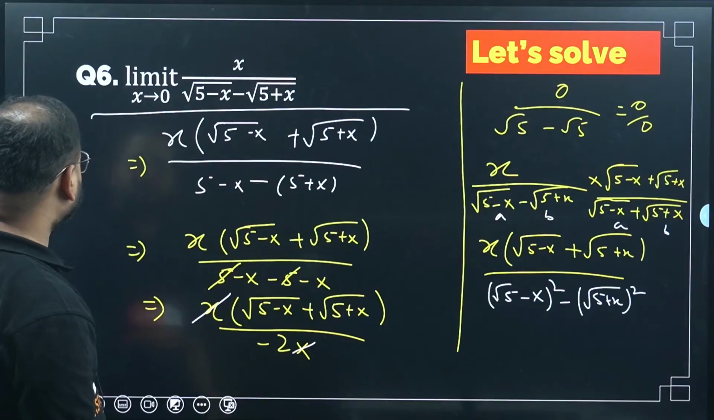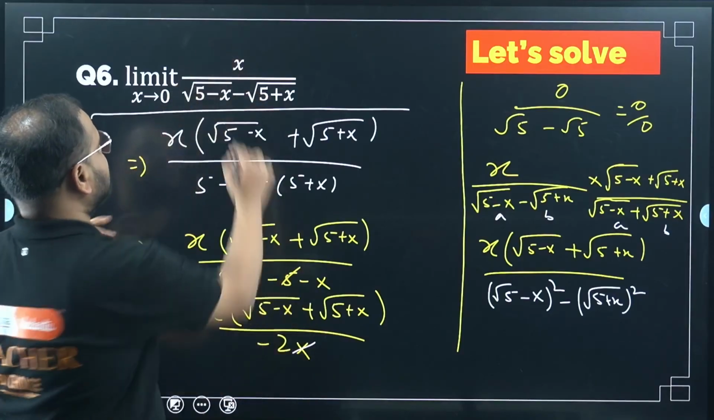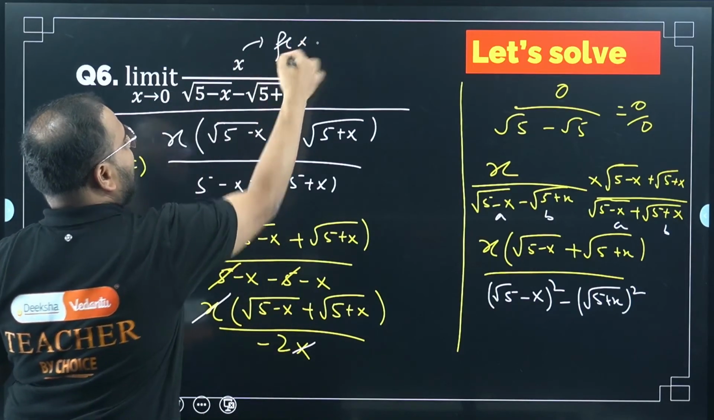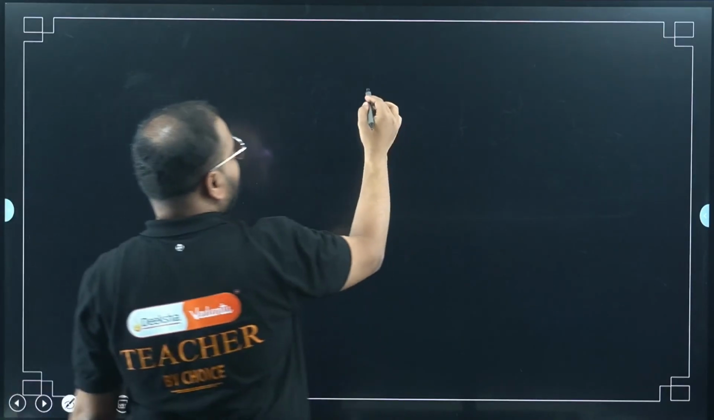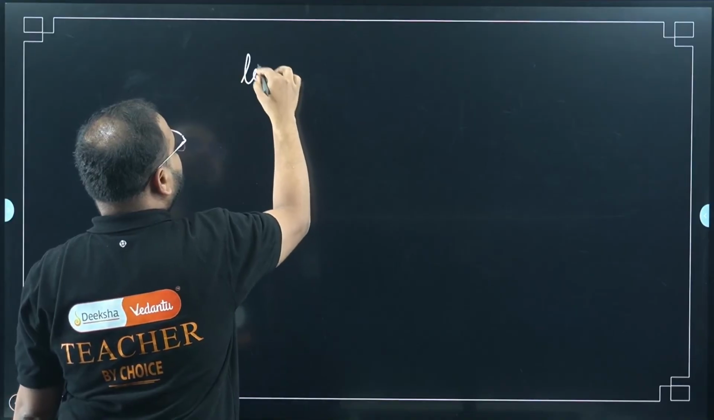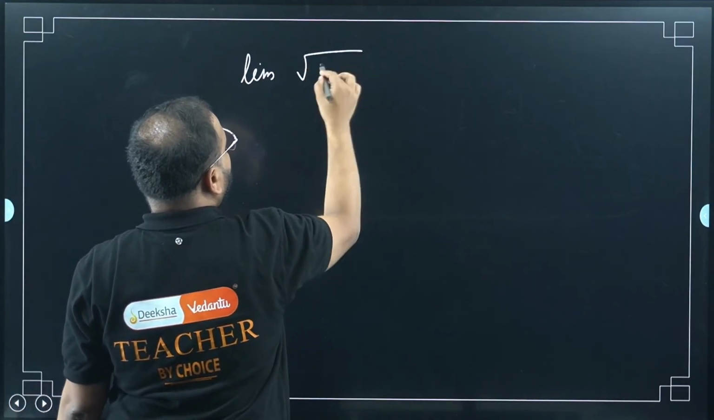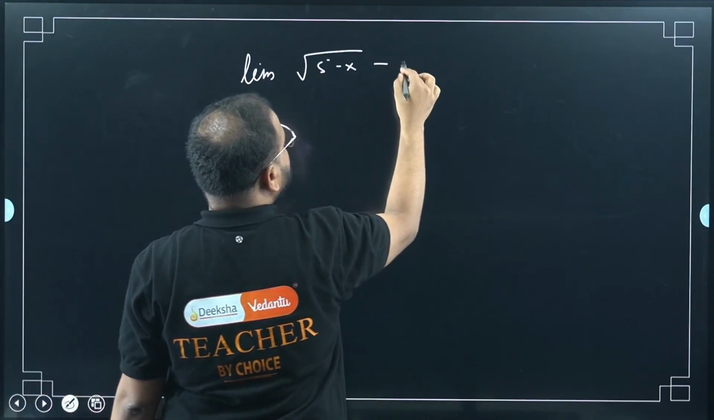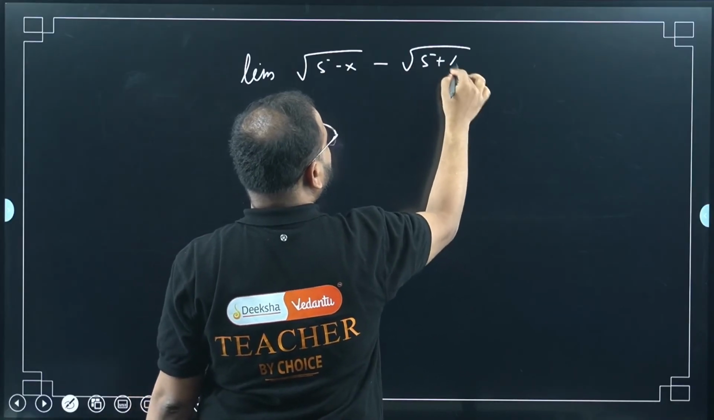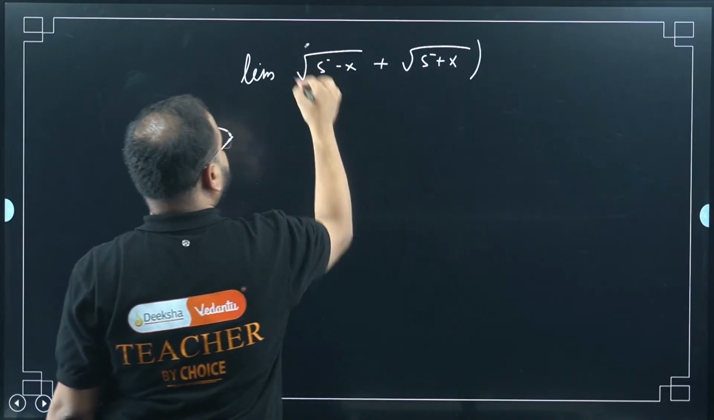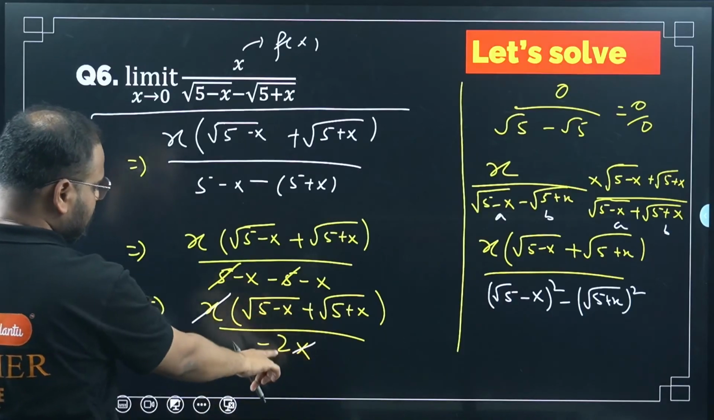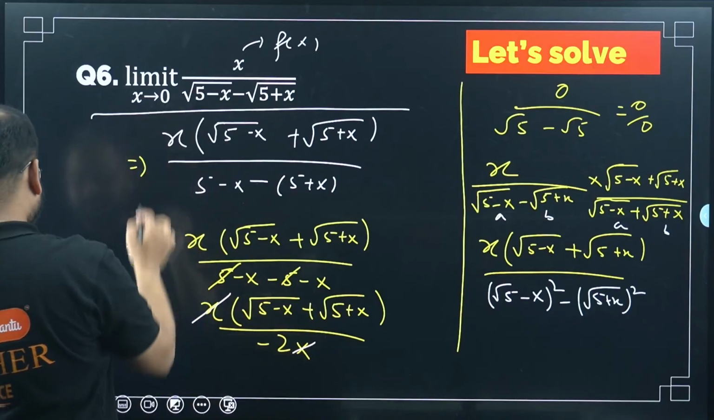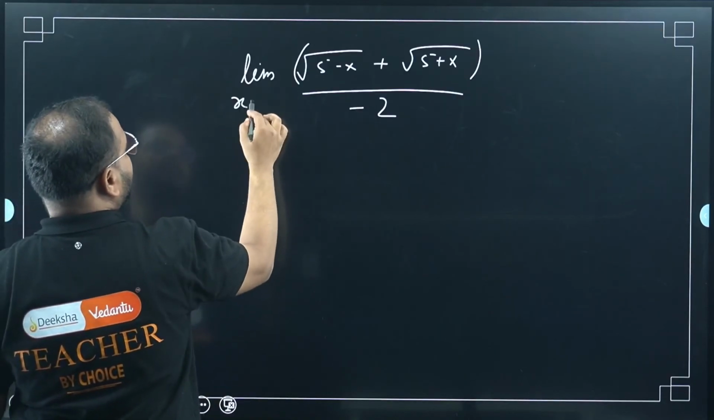So what is the function now transformed into? If this is my function f(x), I have transformed it into this part. Please check. Now I have this as limit of root 5 minus x plus root 5 plus x. I think this is plus. Let's check. This plus sign. Minus 2 is left in the denominator, and limit is acting at x equals to 0.